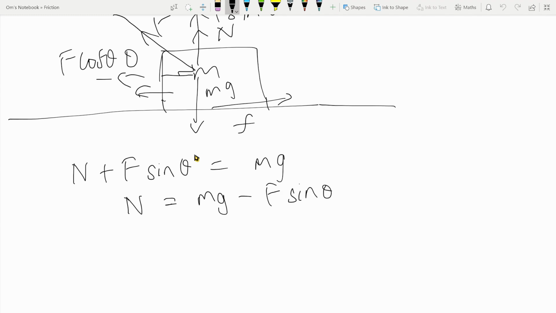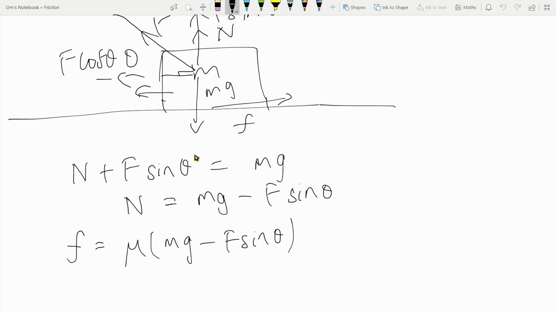So we have succeeded in our mission of lowering the magnitude of the normal reaction, but our job isn't over here. From this we can write the expression for friction to be f is equal to mu times (mg minus F sin theta).